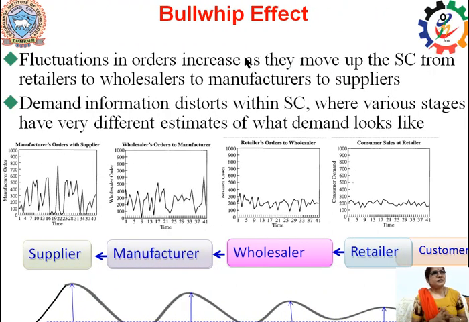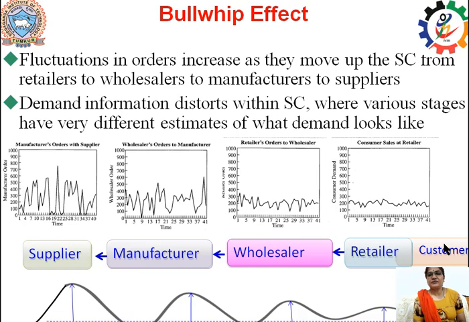Now let us see what this bullwhip effect is. You can make out here, this is the supply chain, wherein the customer comes to the retailer and places his demand. The retailer, based on the demand which he got from the customer, will place the demand with the wholesaler. The wholesaler in turn will place the order with the manufacturer, and the manufacturer will place the raw material demand with the supplier. What happens here?